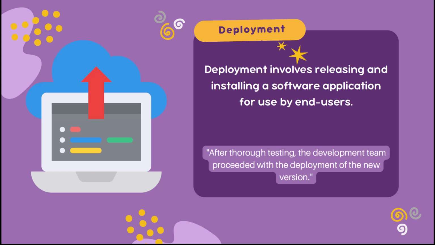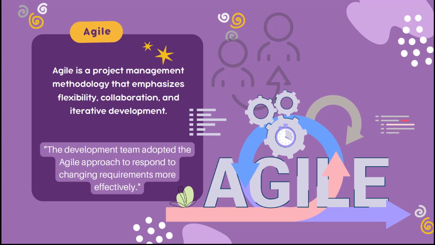Deployment. Deployment involves releasing and installing a software application for use by end users. Example: after thorough testing, the development team proceeded with the deployment of the new version. Agile. Agile is a project management methodology that emphasizes flexibility, collaboration, and iterative development. Example: the development team adopted the Agile approach to respond to changing requirements more effectively.